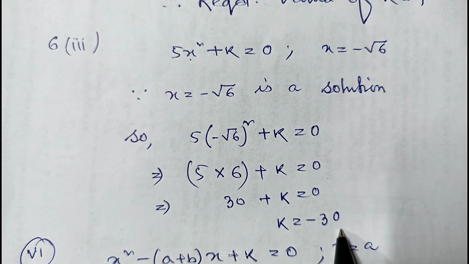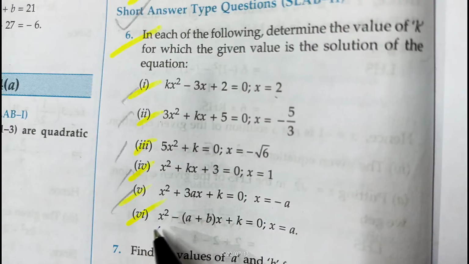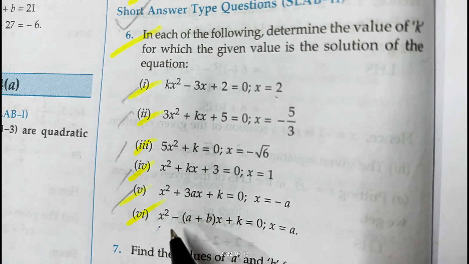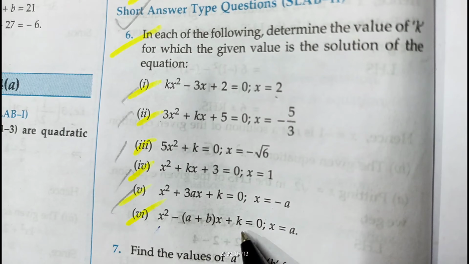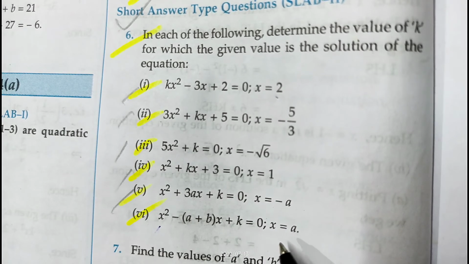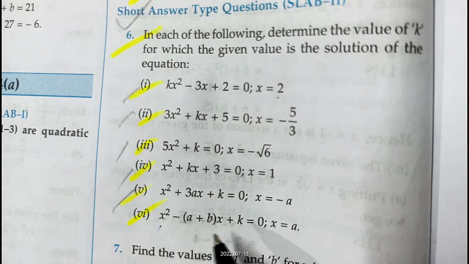Therefore minus 30 is the required value of k. Let me show the sixth part from question number 6. Here the question is x square minus (a plus b) into x plus k equal to 0, and here x equal to a is a solution of this given equation, and we have to find the value of k.